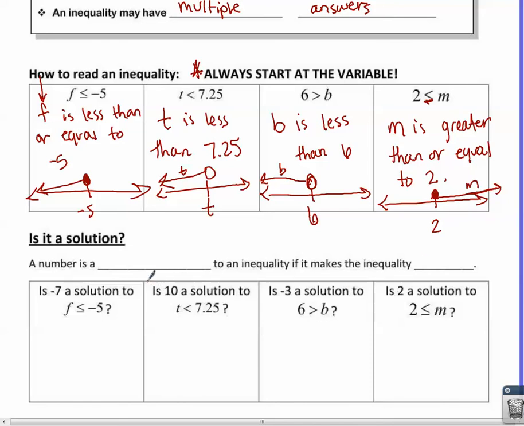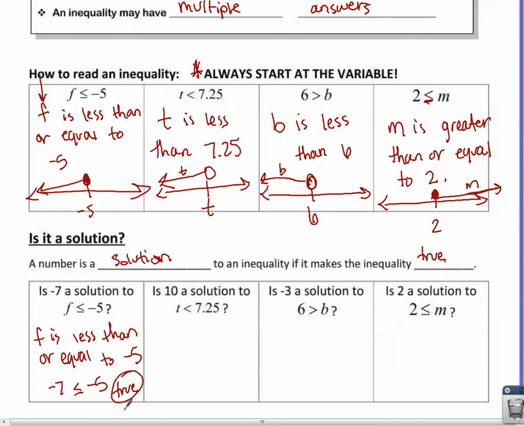So let's find out what a solution is. A number is a solution to an inequality if it makes the inequality true. So let's look at some examples. Negative 7, is negative 7 a solution to f is less than or equal to negative 5? Plug it in. Negative 7 is less than or equal to negative 5. That is true. So yes, this is a solution.